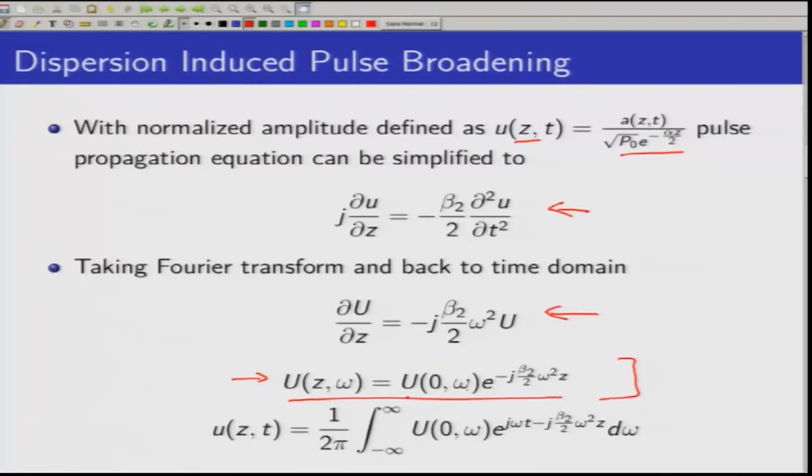And to get this equation back in the time domain, we will take the inverse Fourier transform, which shows that the equation becomes just the inverse Fourier transform of the above equation.